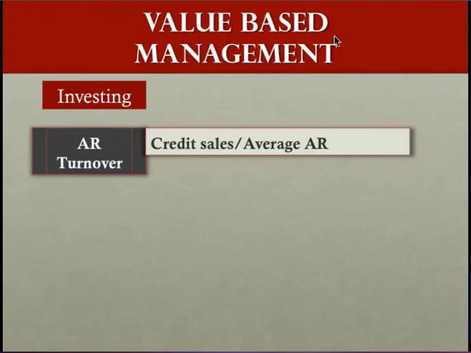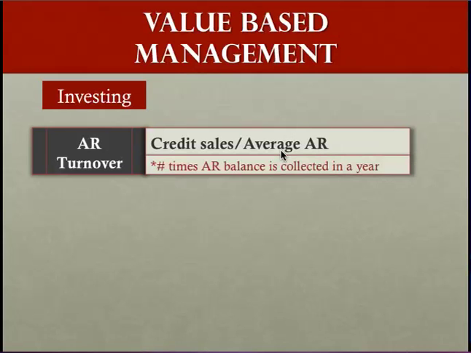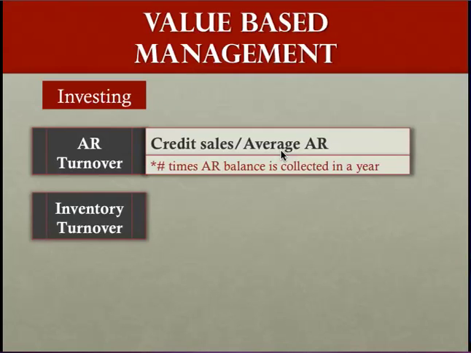Now, this indicates the number of times the receivables are recorded, collected, and then recorded again. Or in other words, the number of times our AR balance is collected in a year on average. Now, the higher the number is better. It means you're collecting your accounts receivable faster.